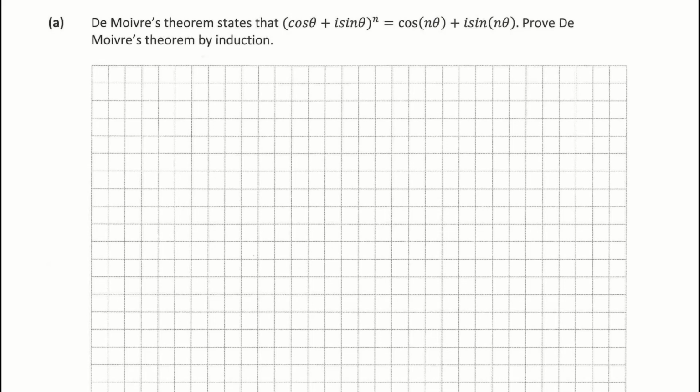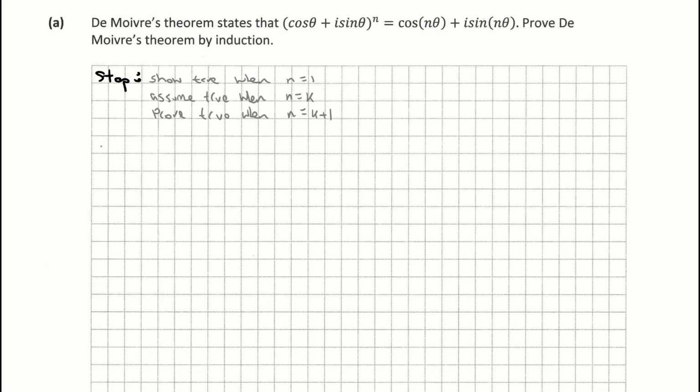Here we want to prove de Moivre's theorem using proof by induction. First of all, I'm going to list out the steps that are involved in proof by induction. So our steps are going to be that we are going to show it's true when n is equal to 1. Then we are going to assume true when n is equal to k. And then we are going to prove it's true when n is equal to k plus 1. So there's 3 steps involved.